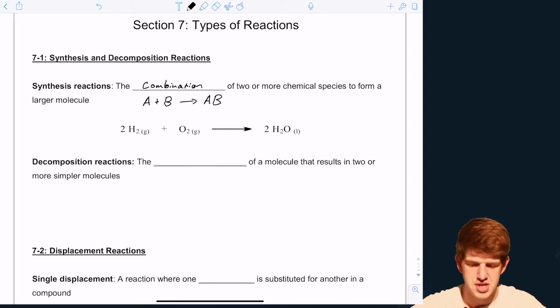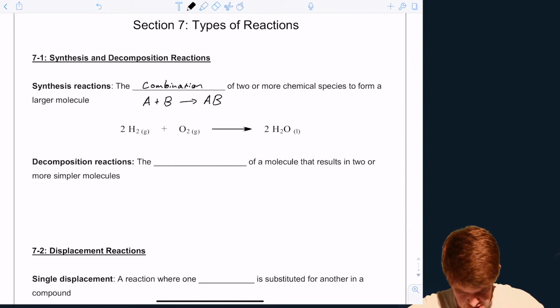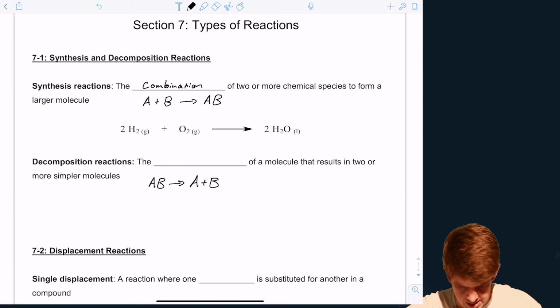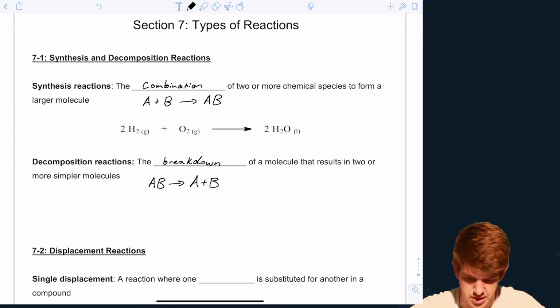Now, decomposition is just going to be the opposite of synthesis. Where synthesis was to build up a bigger molecule, decomposition is now going to be breaking down a bigger molecule. And that bigger molecule is going to follow this general template: AB becoming A plus B is decomposition, and decomposition is the breakdown of a molecule that results in two or more simpler molecules.